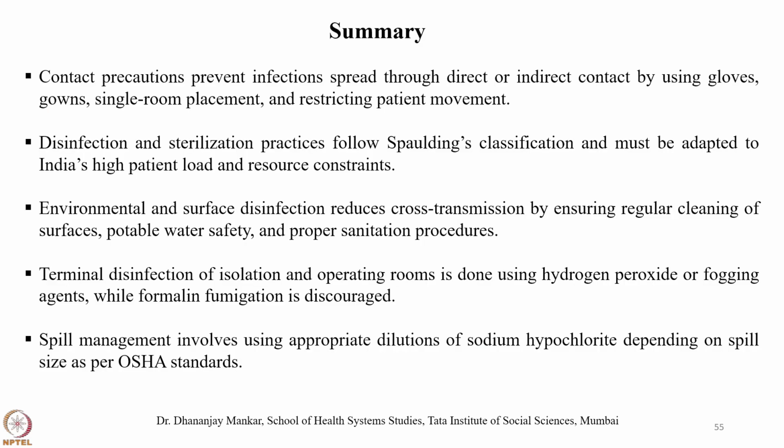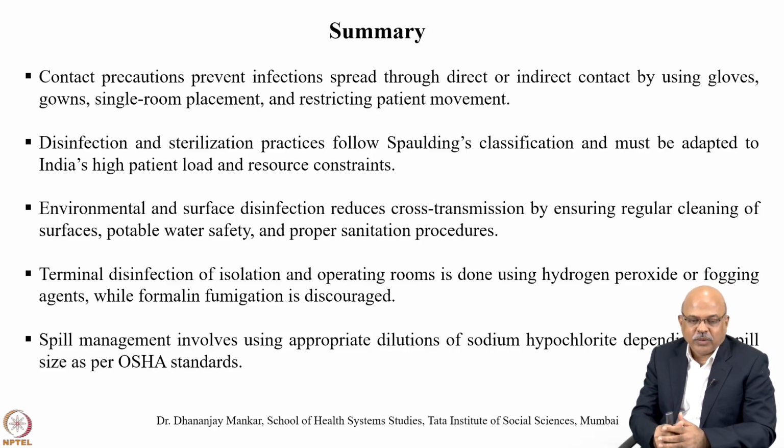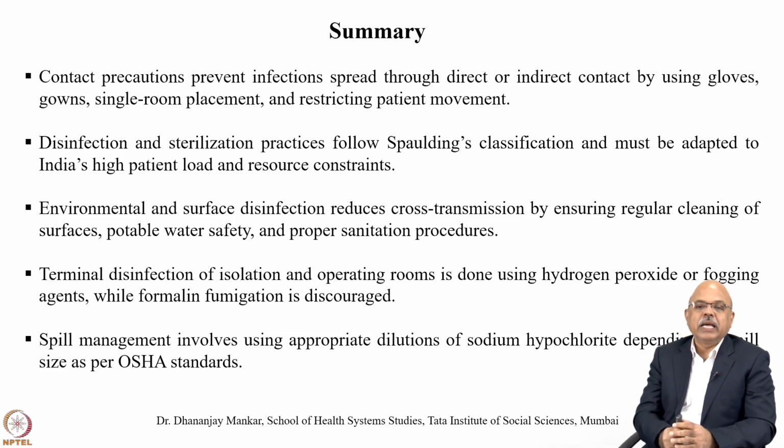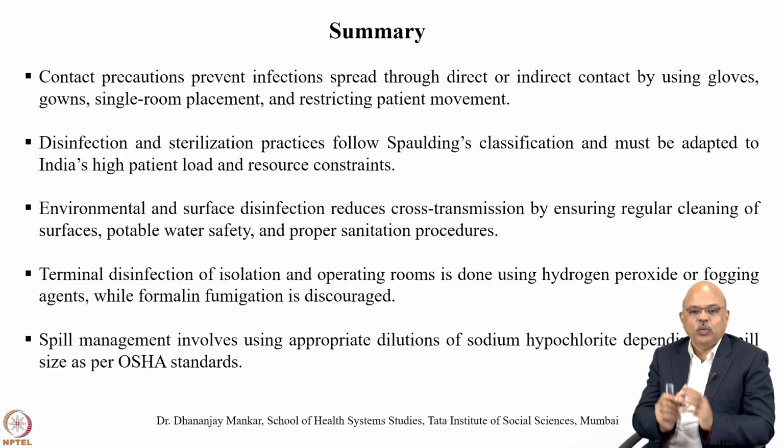So in summary to this chapter on contact precaution and disinfection and sterilization, I would like to say that you have to prevent infection, especially HAIs, which spread through direct or indirect contact, by using gloves, gowns or single room placement and restricting patient movements. So you may see that contact precautions are something we can do.